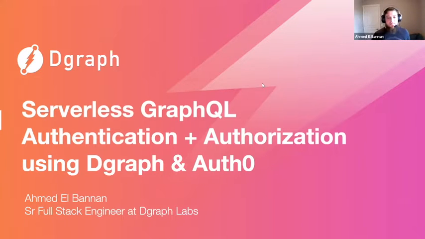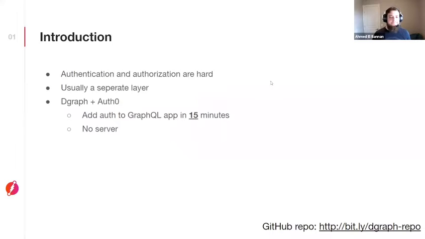All right, so let's get started. I'm sure most of you will agree with me when I say that authentication and authorization are hard and complex topics, right? And GraphQL actually makes them a bit harder because it's not recommended to include your business logic in the GraphQL layer, so you need a separate layer to handle all of the business logic. But it doesn't have to be this complex. Using Dgraph and Auth0, we're going to add auth to a GraphQL app in about 15 minutes, and we're not going to spin up another server to do so.